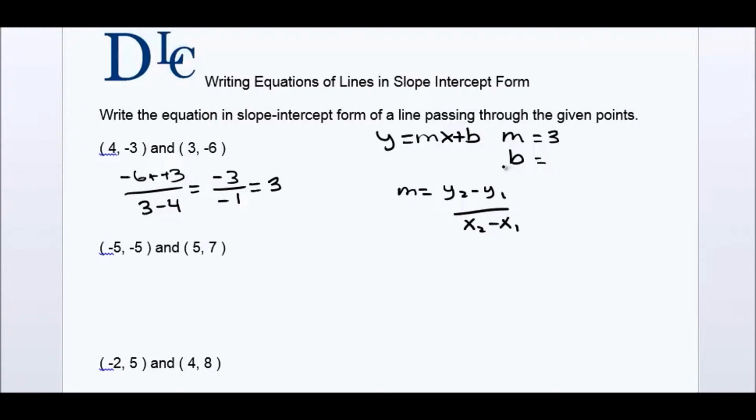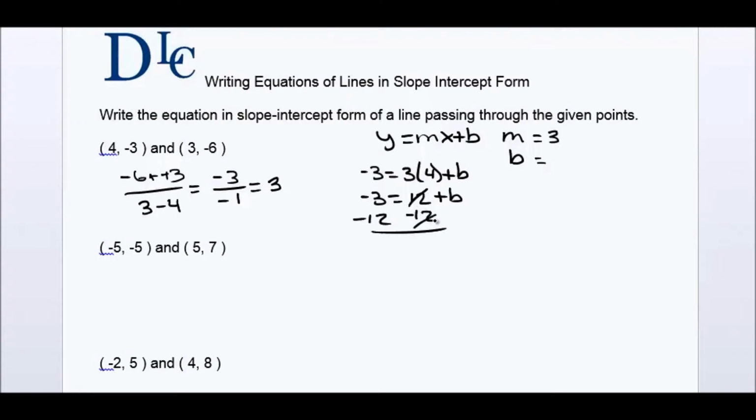Now we have to find our y-intercept. We don't have that. What we're going to do is pick one of these 2 points, plug it into this equation with our slope, and solve for b. Let me make some room here. Let's use the first one, x and y. So we have negative 3 is equal to our slope, which is 3, times x, which is 4, plus b. This is negative 3 is equal to 12 plus b.